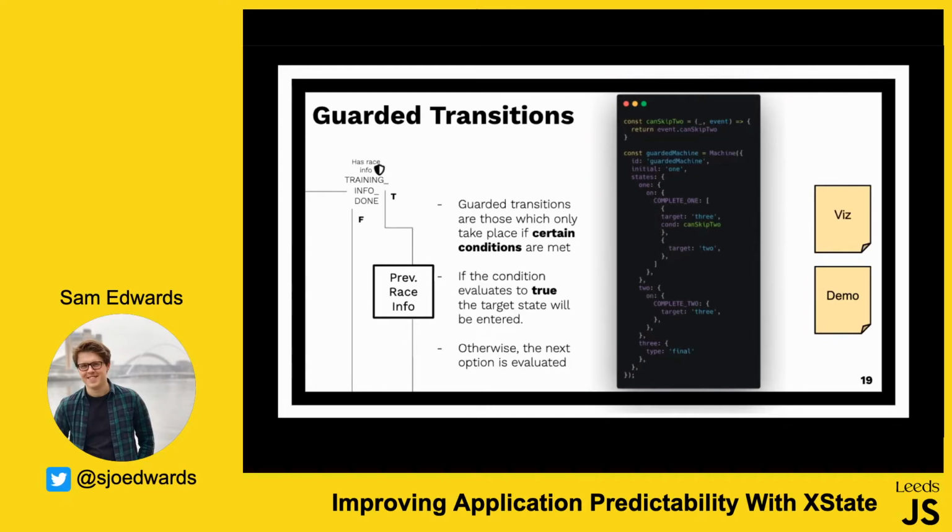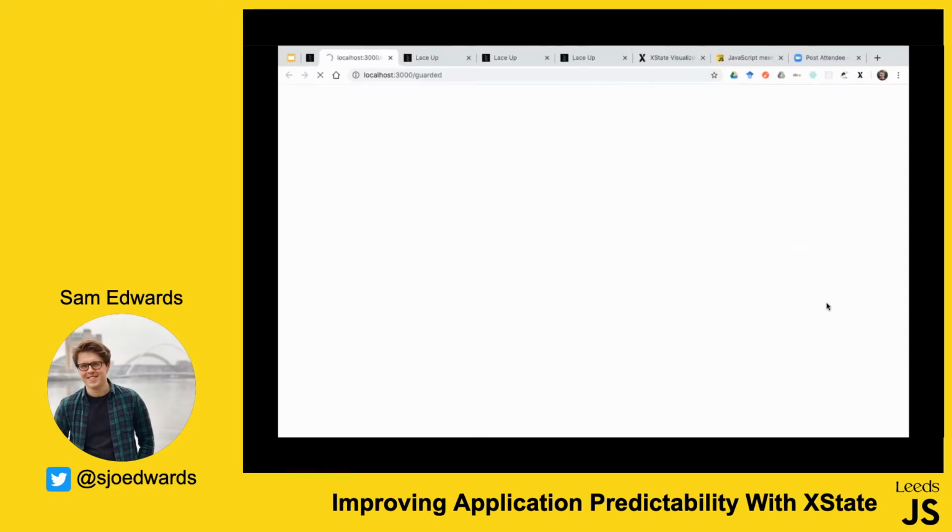So how this looks in JSON is, when I dispatch the action complete 1, and I can skip 2, then go to 3. But if that's false, then go to 2. So again, that's probably easier to show you in a demo.